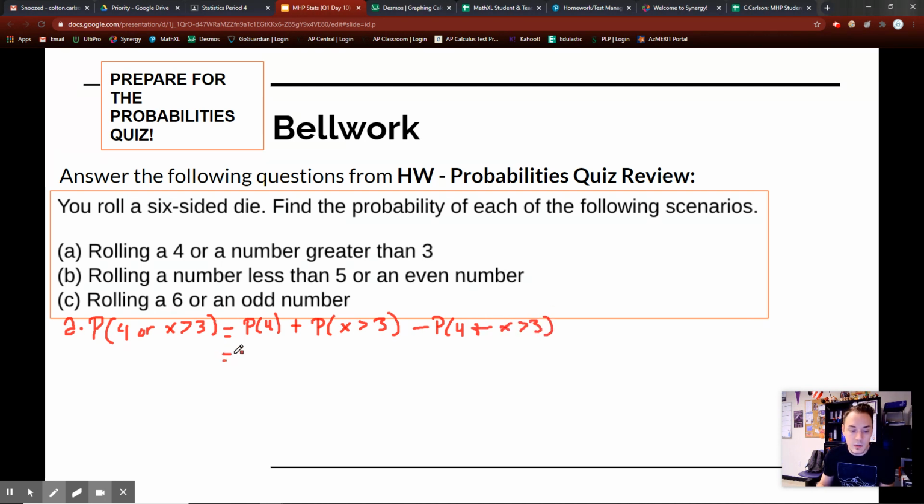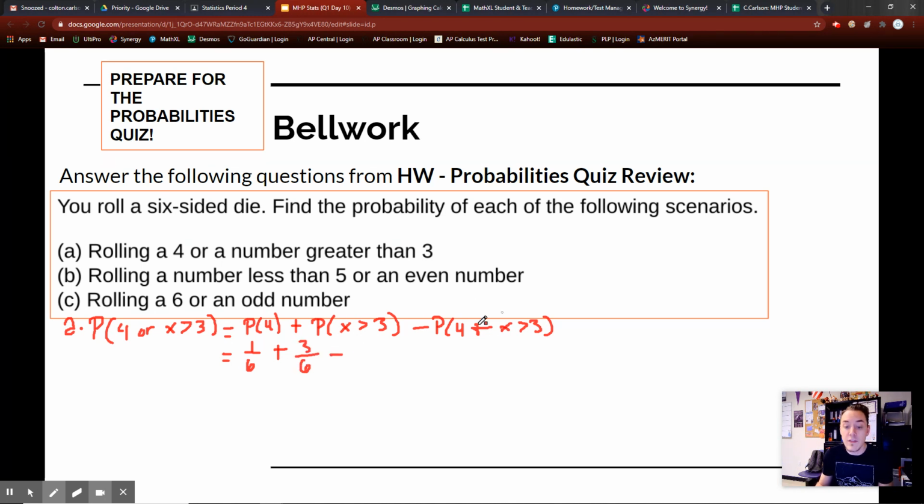Okay, so what does this equal? What's the probability of a 4? This is going to be 1 all over 6. What's the probability of a number greater than 3? Well, I have 4, 5, and 6. Why am I not including 3? It's not equal to. So if it's not equal to, you're not going to include it. So you have 4, 5, and 6. That's 3 out of the 6-sided die numbers, which is 6. So you have 3 out of 6 total options.